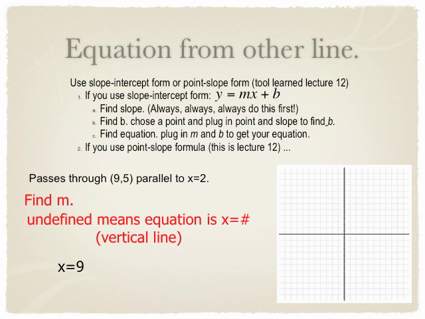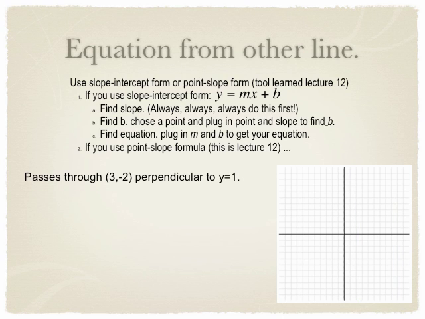Either way works. I think graphically makes more sense, but everybody thinks in a different way, so you just pick. Okay, let's do another one. It passes through the point (3, -2), and it's perpendicular to y = 1. Okay, again, with horizontal and vertical lines, it's sometimes easier to just kind of use your intuition. I will do it both ways, though.